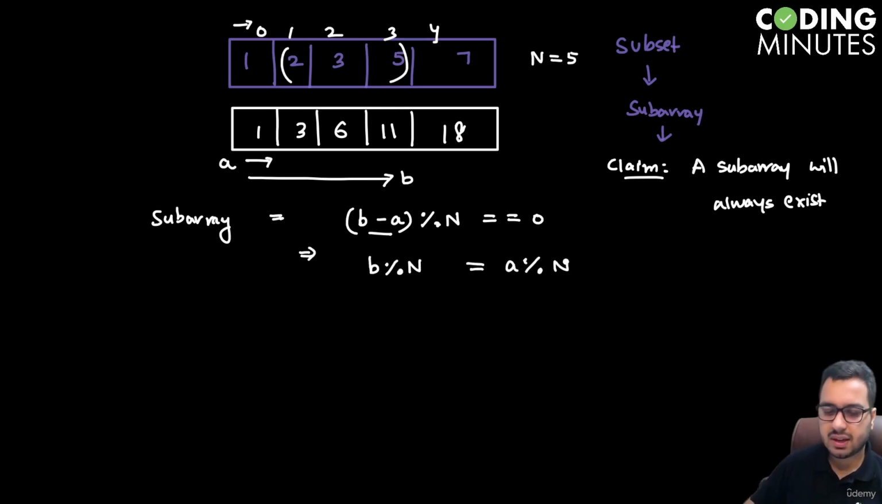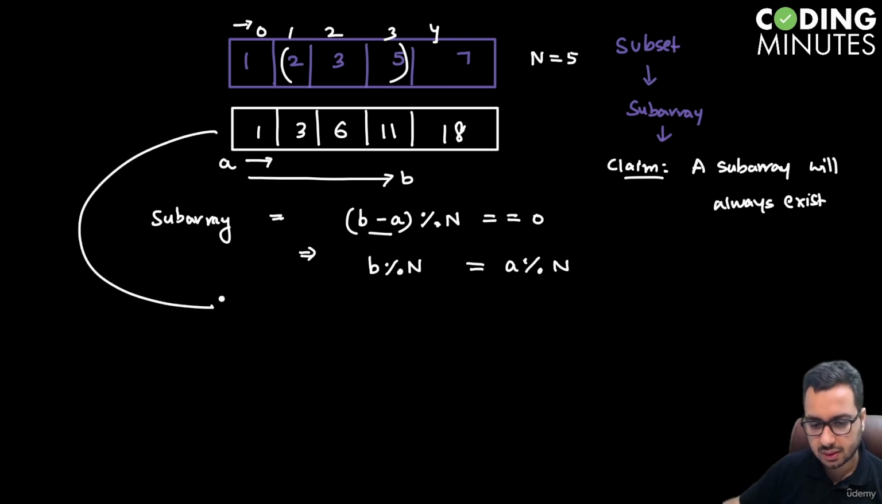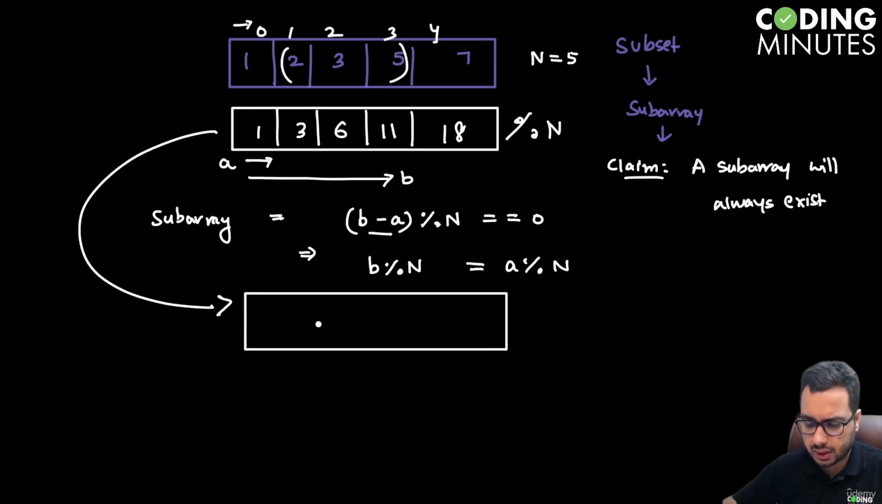So effectively, B and A denote the cumulative sum. So what we do in this particular array is we can reduce everything by mod n. If you do a mod n here, you're going to get these numbers.